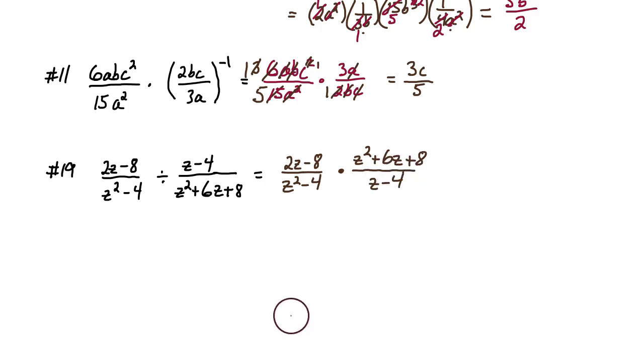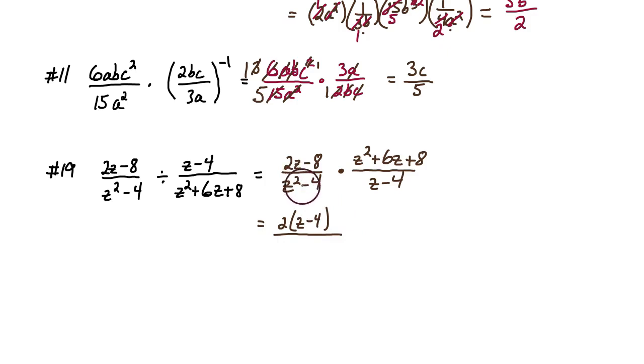Before we actually multiply, let's see if there's any reducing. But these are binomials and trinomials. We cannot reduce those unless they're in factored form. So our next step is to factor every polynomial. Start with the 2z minus 8. We can factor out a GCF of 2.